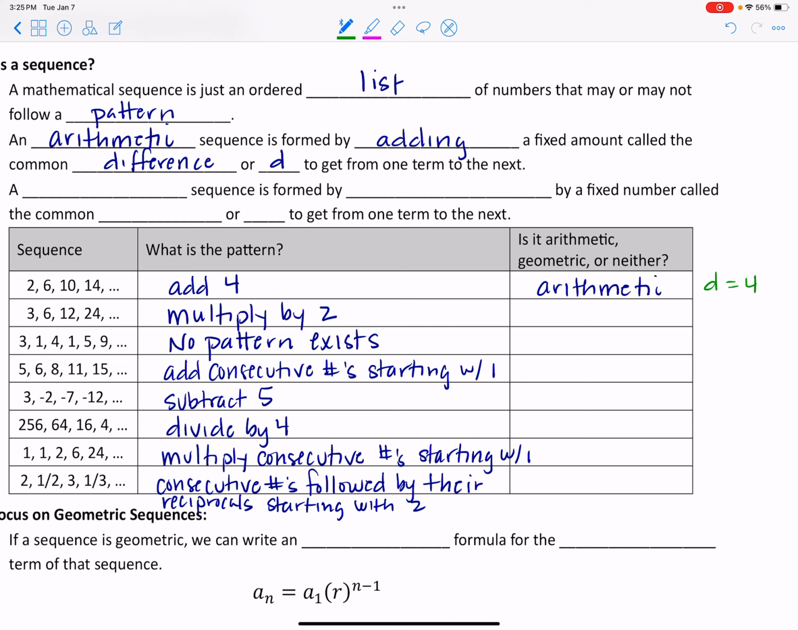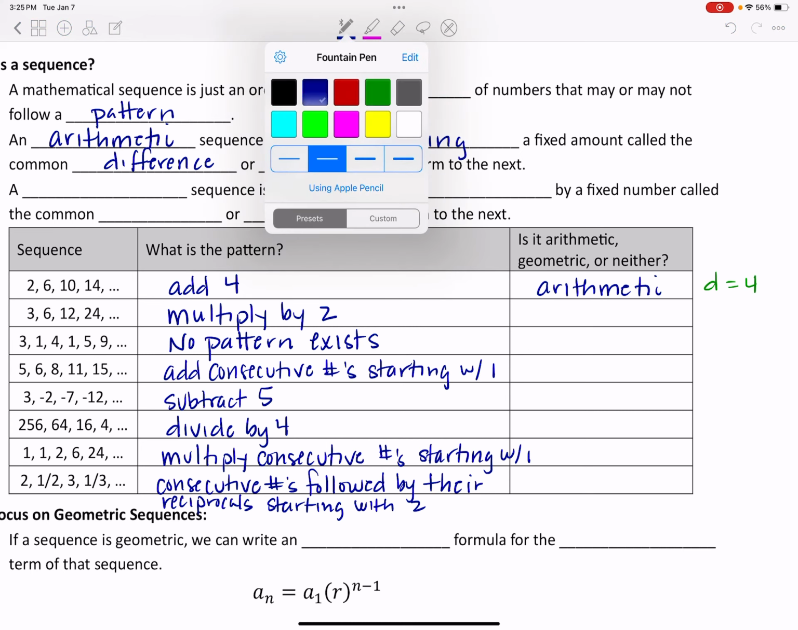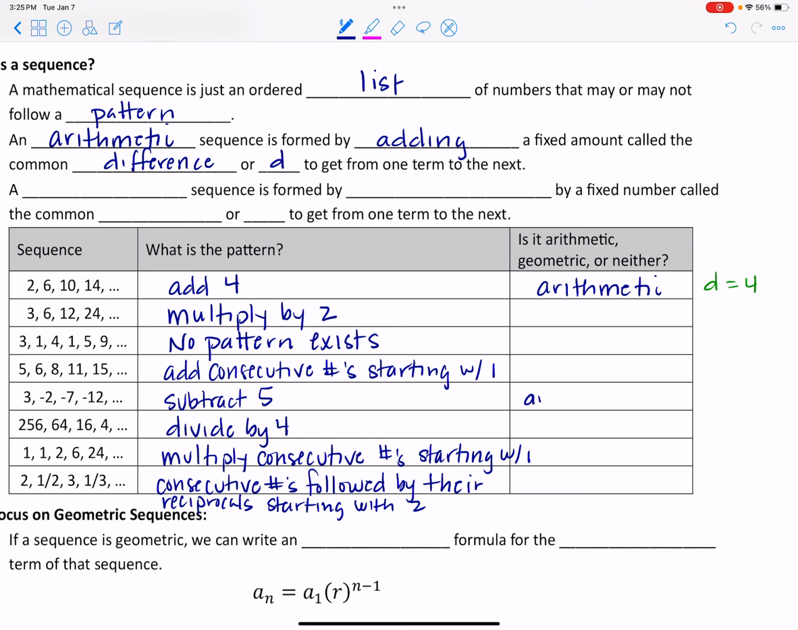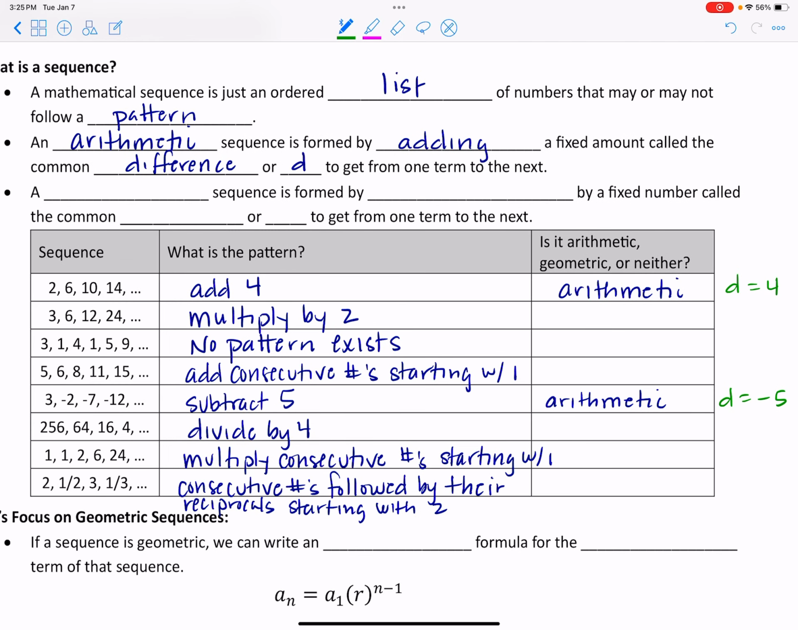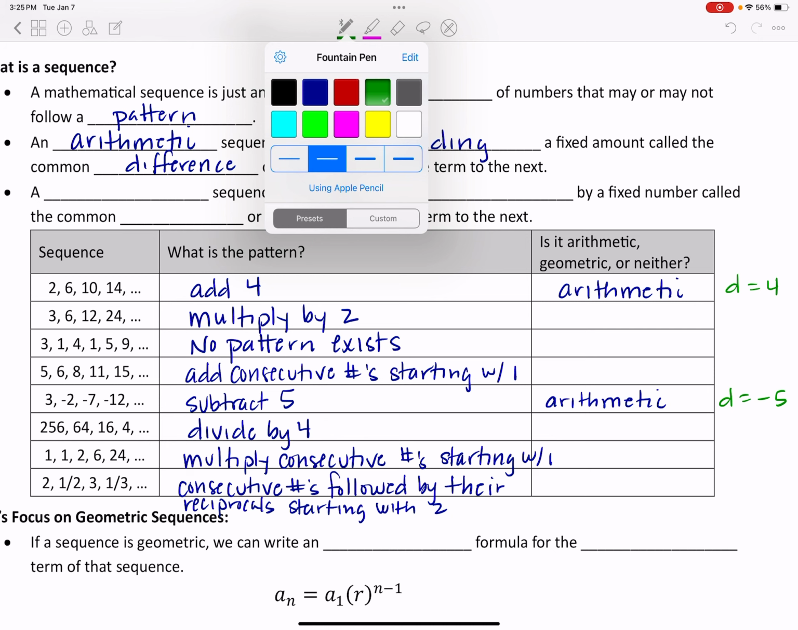The example here is another one. This one on the list where we were subtracting 5 is another example of an arithmetic sequence, because when we're subtracting 5, that's the same as adding a negative 5. So we would say that the common difference between these terms is negative 5. Now, in this other one we were adding consecutive numbers, remember we were adding 1, and then we added 2, and then we added 3. That's not a fixed amount that we add every time, so even though it's an adding pattern, this is not arithmetic. Okay, so I'm just going to leave that one blank for a minute.